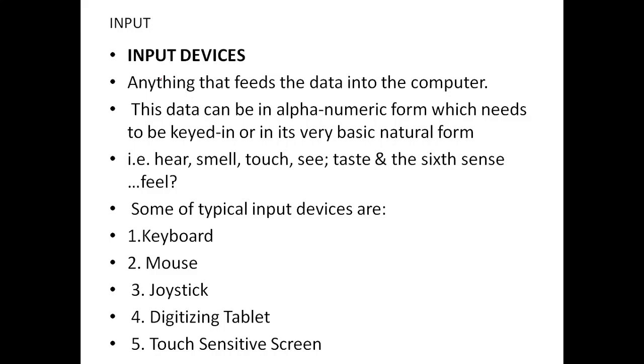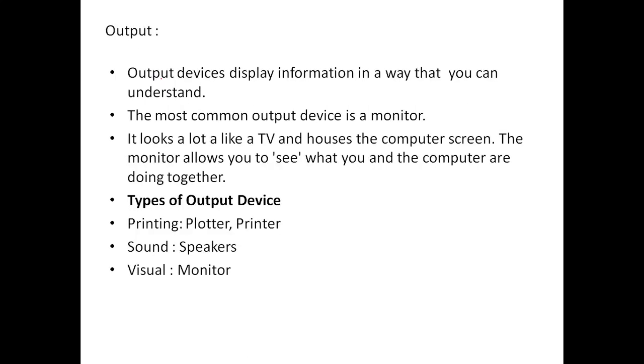These are the different input devices we have. There are many, but some of the input devices are these. And now the output devices. What is the purpose of an output device? An output device is used for displaying information. The most common output device is the monitor, which looks like a TV, as you all know. Some other output devices are printer, plotter, speakers and monitors. Fine. So these are the different input devices and output devices, as you are very much familiar with.